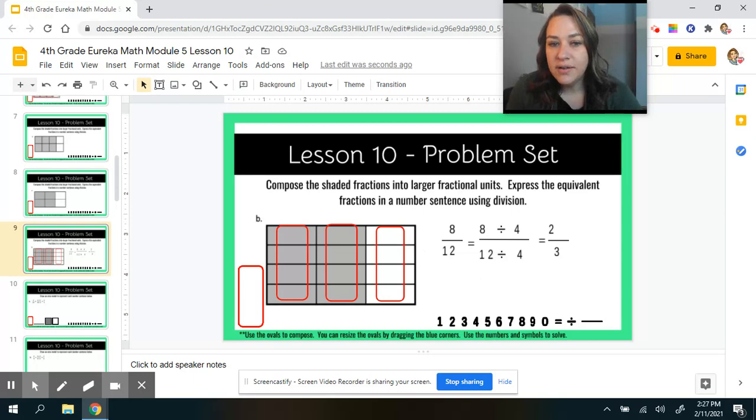So division, if you understand that it's the opposite of multiplication, that's really going to help you because you can just think backwards like I just showed you. But really bundling and unbundling with our area models will help you as well.